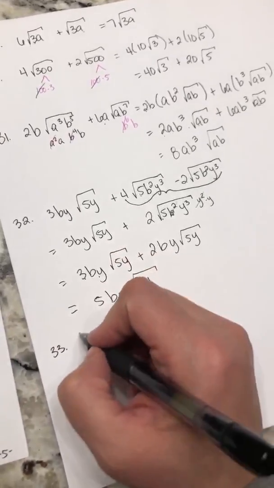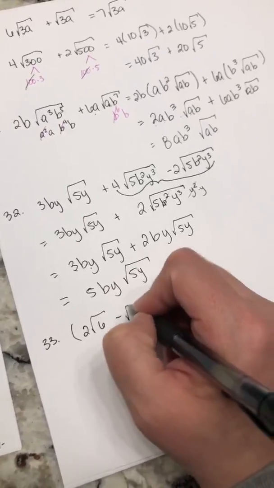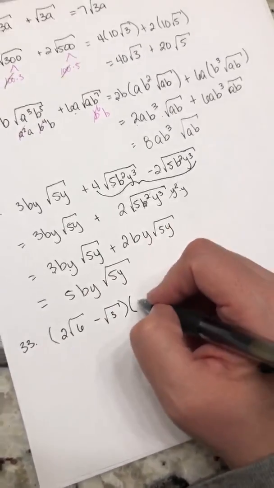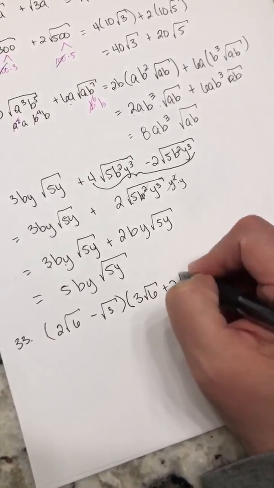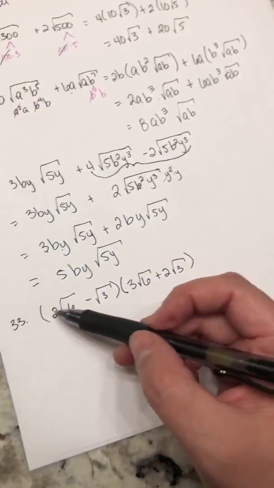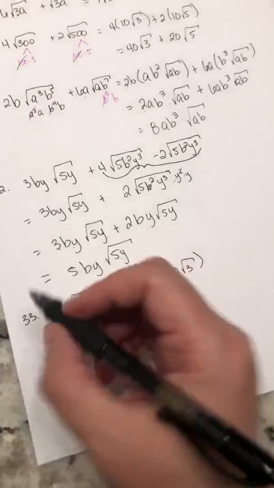This last one here is like how we were doing conjugates with foiling, except it's not a conjugate, it's just 2 square root of 6 minus the square root of 3 times 3 square root of 6 plus 2 square root of 3. So you can FOIL all these just like we were doing. So just be careful, sometimes radicals get lost or something.